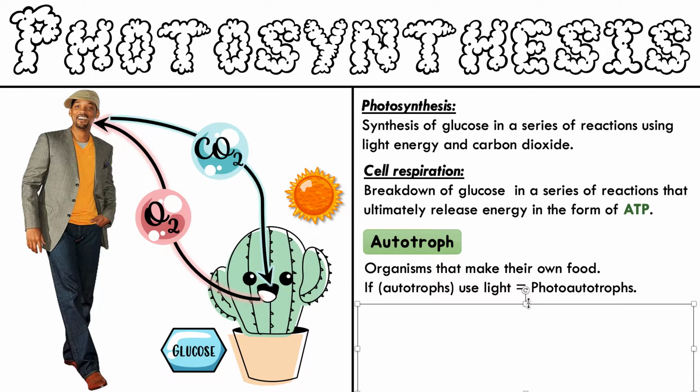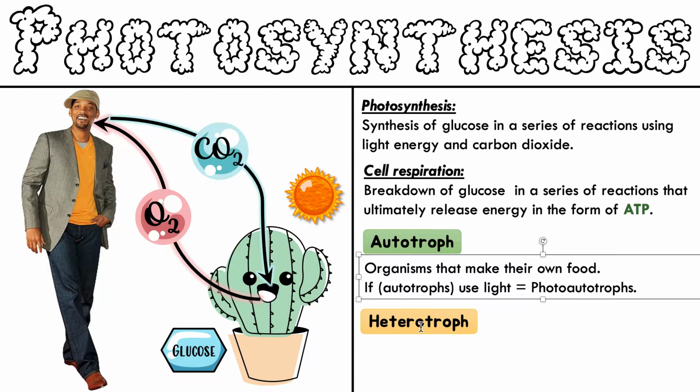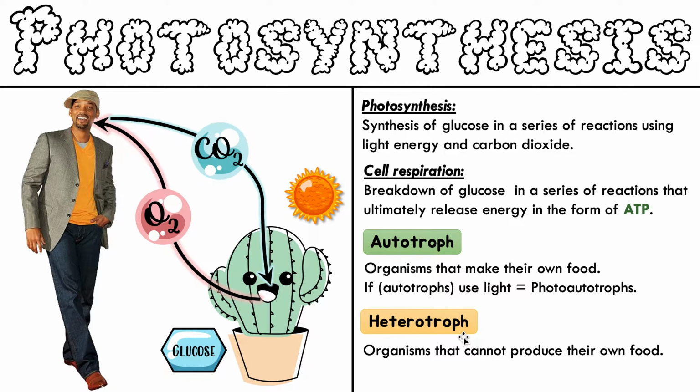Okay? When these autotrophs use light to make their own food, we call them photoautotrophs. Now, an organism like me and you, we call ourselves heterotrophs because we feed on other things. Hetero means other, troph means feed. We feed on other things, okay? So we are heterotrophs. We are organisms that cannot produce our own food. Okay, so that's very important to understand.